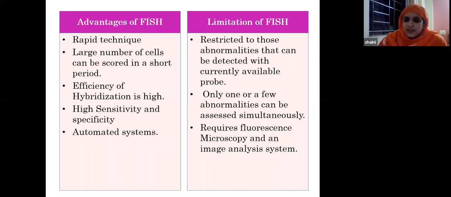Then, only a few abnormalities can be assessed simultaneously. Another important thing is that you require a fluorescence microscope.